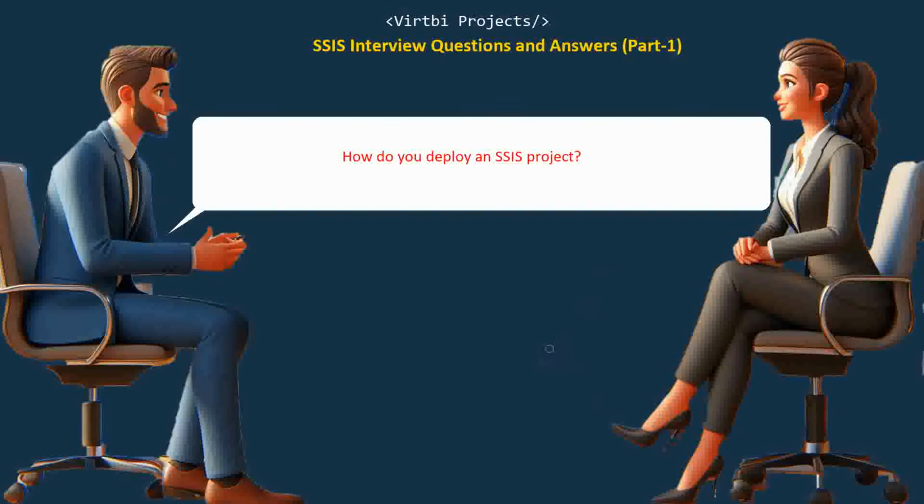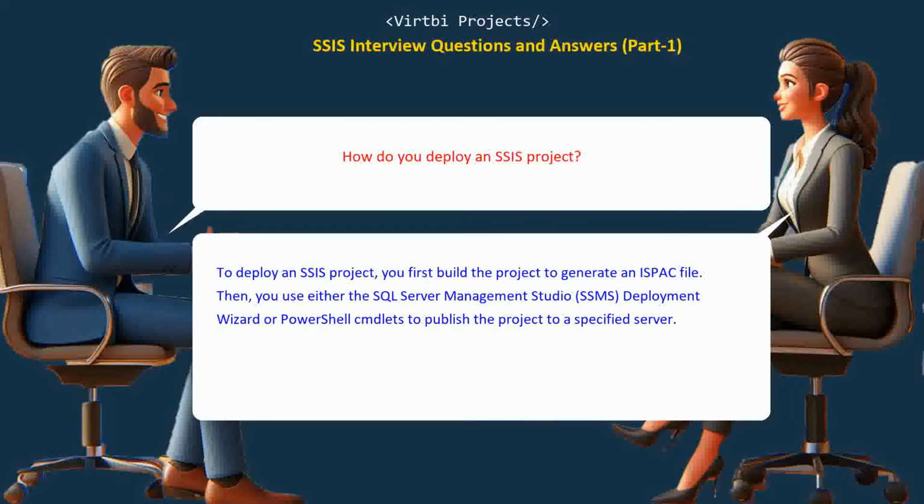How do you deploy an SSIS project? To deploy an SSIS project, you first build the project to generate an ISPAC file. Then, you use either the SQL Server Management Studio, SSMS, Deployment Wizard or PowerShell templates to publish the project to a specified server.